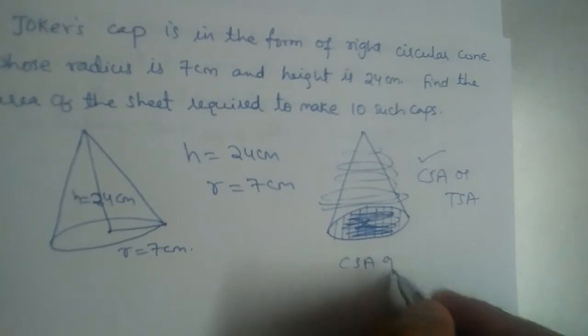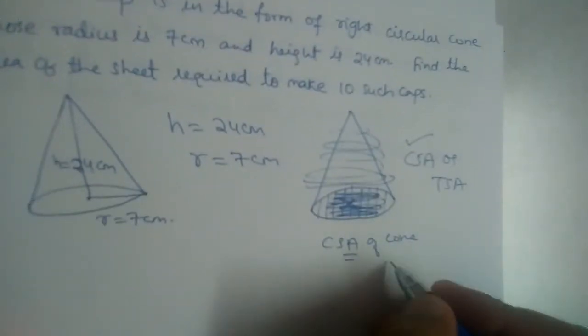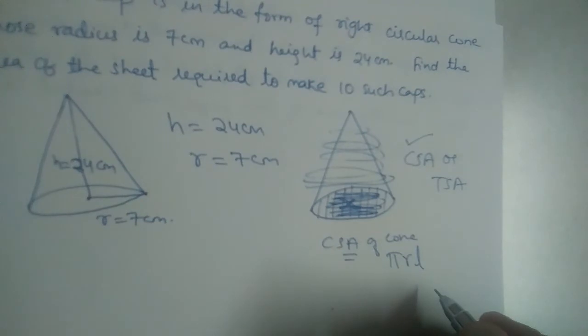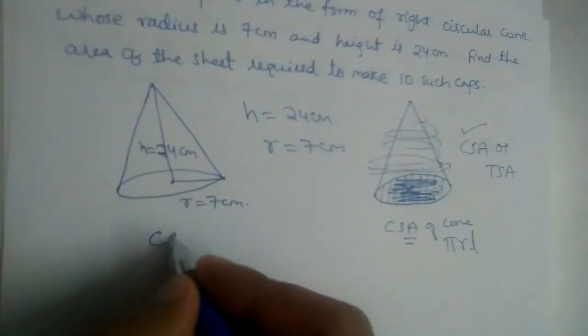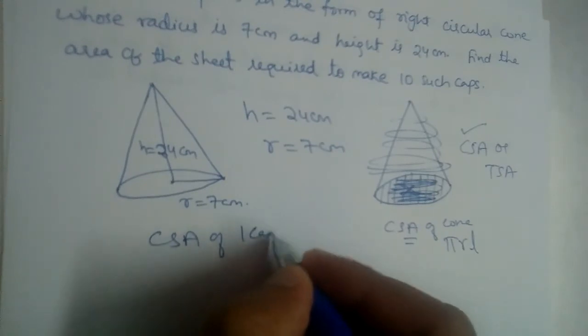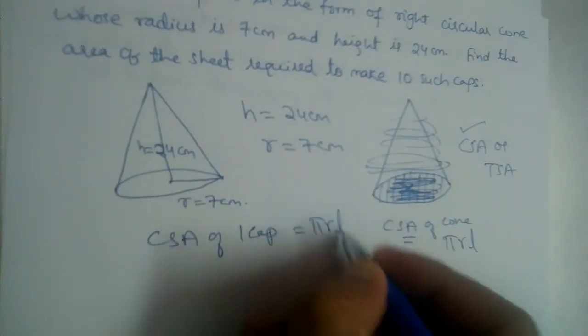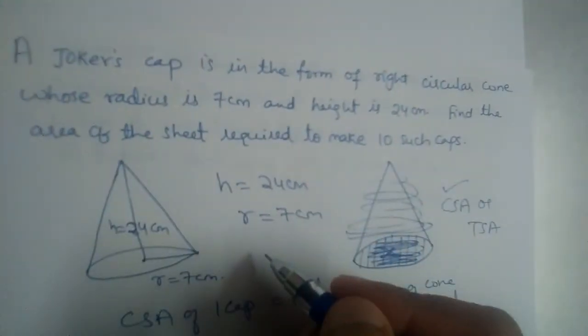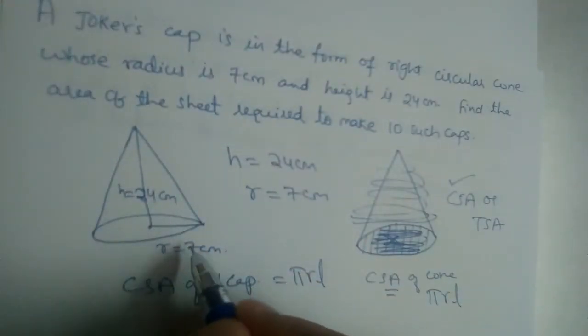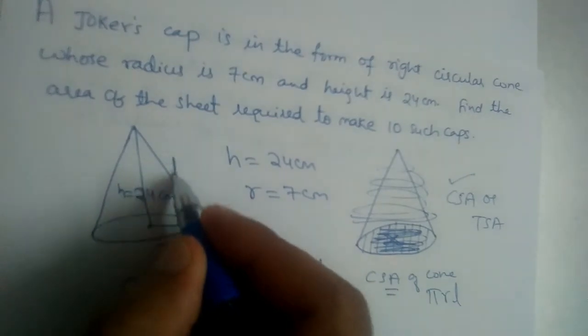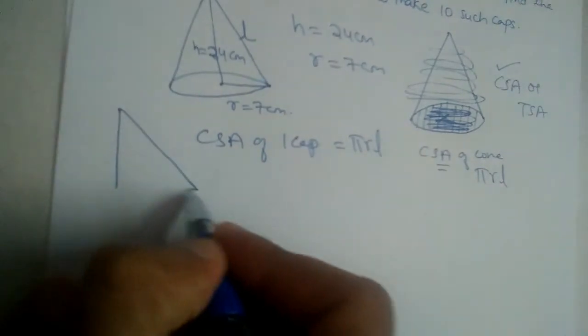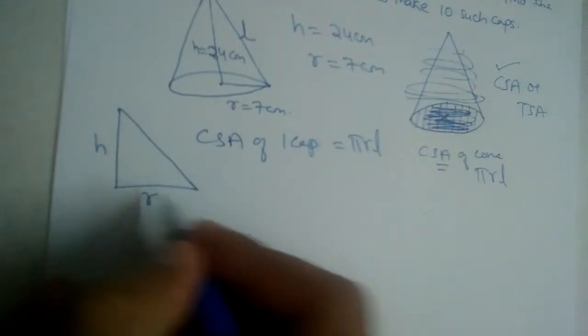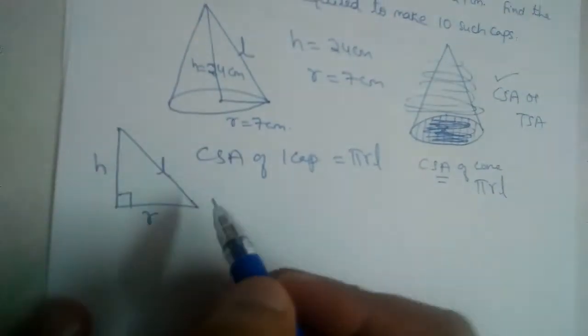So curved surface area of a cone, we know that it is equal to pi r l. So curved surface area of one cap is equal to pi r l. Now we need to find the value of l. How should we find the value of l? See, here h is equal to 24, r is equal to 7, isn't it? So this l is the slant height. So let me draw a small triangle here. This will be h, this will be r, this will be l. It will be a right angle triangle, isn't it?